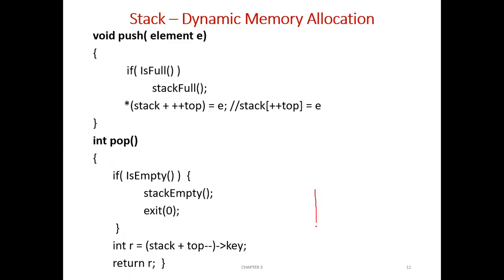Why are we doing this? Assume that stack contains 2 elements, say one is E0, another one is E1. So what will be the value of top? Top will be 1, because 2 elements are there. When stack is empty, top is -1. When one element is there, top will be 0. When 2 elements are there, top will be 1.